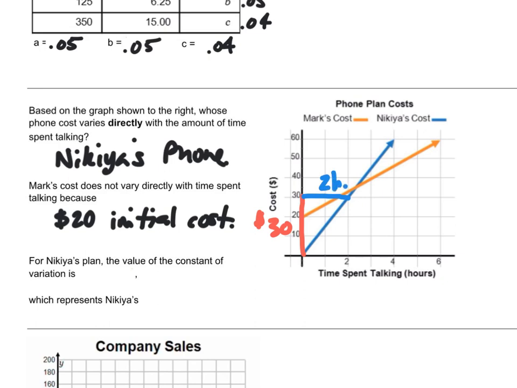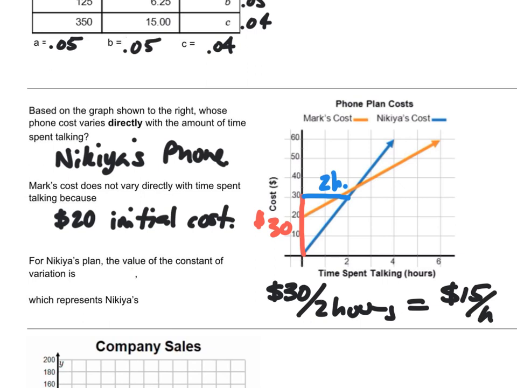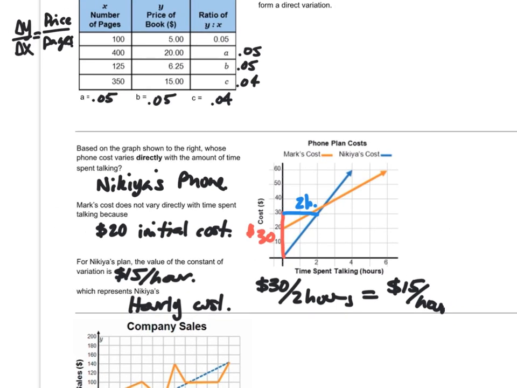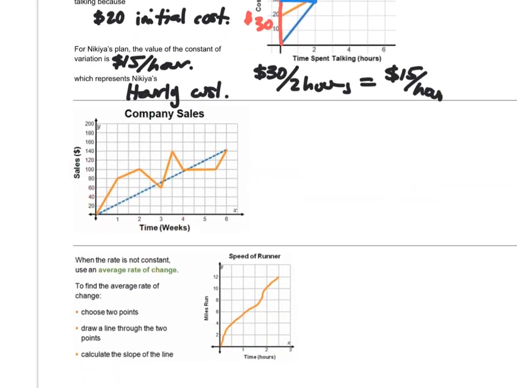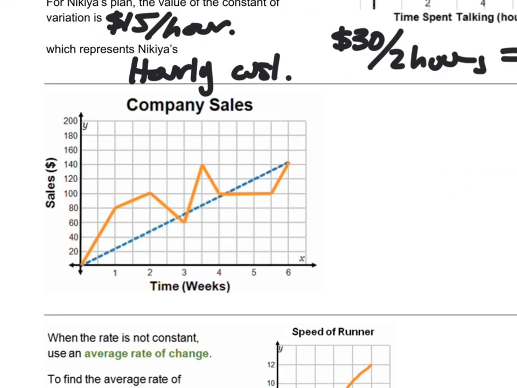So the slope is $30 per 2 hours. If you simplify that, you get $15 per hour on the phone. That is a lot of money. So we get $15 per hour, which represents her hourly cost. That's quite a bit. That's ridiculous. Hopefully they've got a better texting plan and she's not talking on the phone a whole lot. That would be rough.